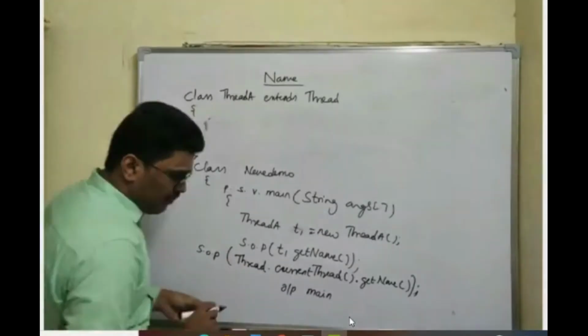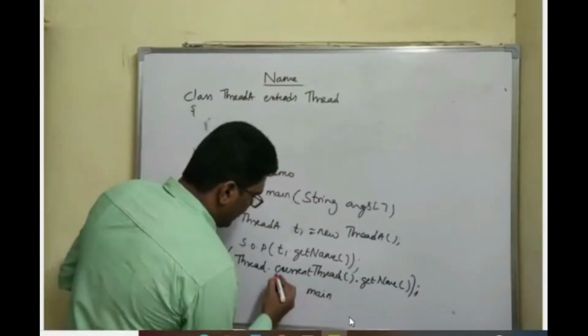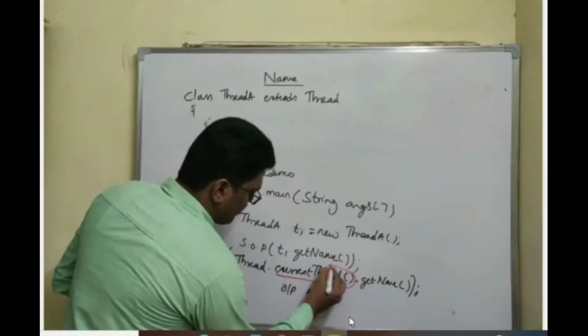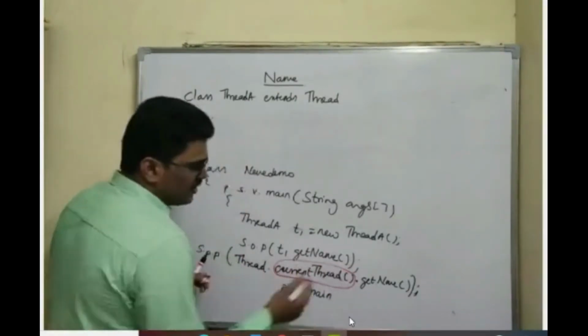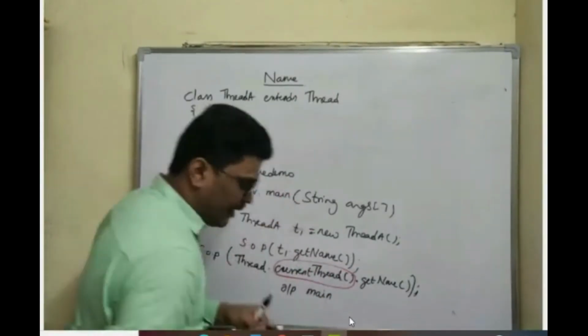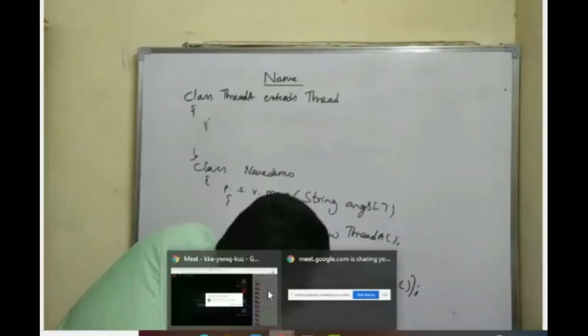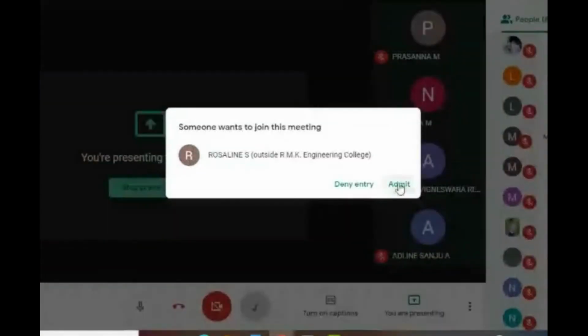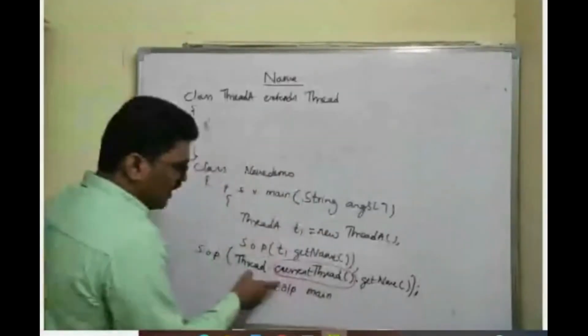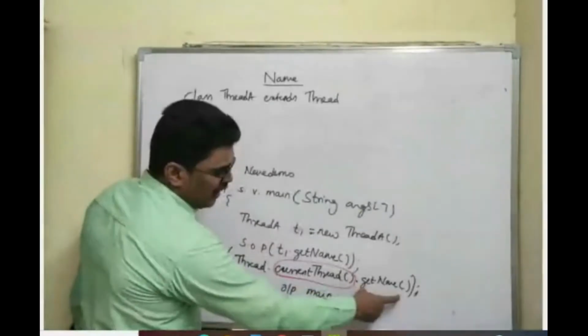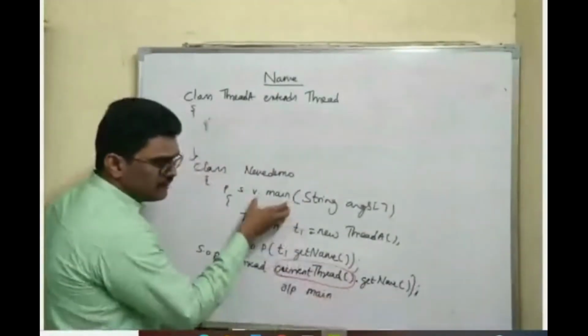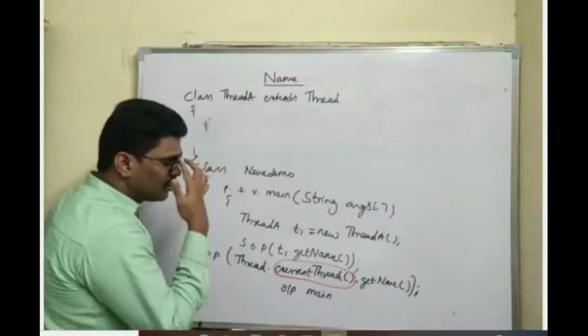So remember this syntax. currentThread is a static method which will get the current thread object. Since we don't have the object for the main thread, we are using this technique to get the name. So currentThread().getName(), and you'll get the name of your main thread. This is how you can get the name.